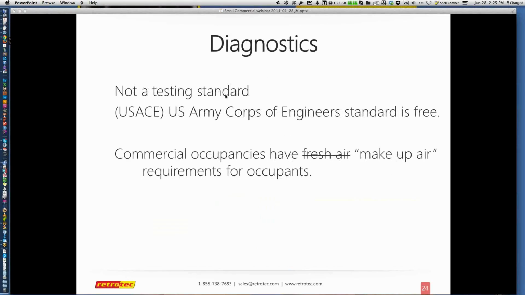Okay, so this is not a testing standard kind of conversation. If you're looking for something, the Army Corps does have a set of standards that is free. And one thing you want to remember is commercial occupancies have something that residences really don't have on the same scale. You can call it fresh air, but the reality is it's not that fresh. It's just makeup air that's required for the occupants. There are many different ways that can come into play with a commercial structure, but they actually do have to have a system that's integrated with their HVAC handlers to accommodate that.